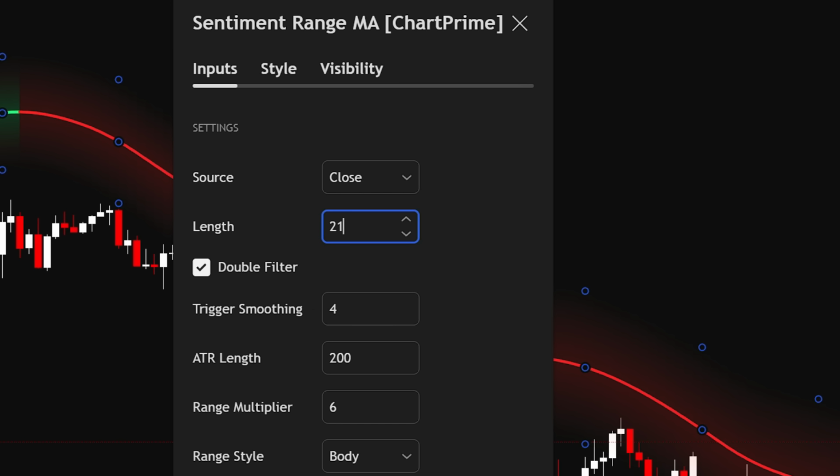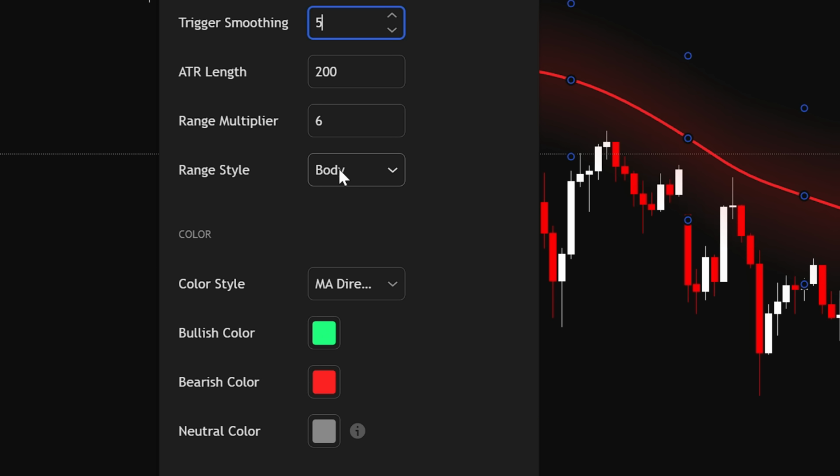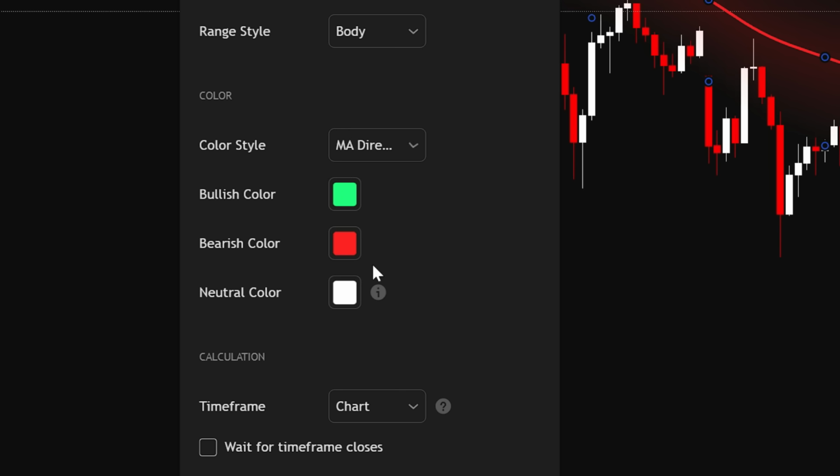Trigger smoothing goes to 5. That filters noise, but not signals. Neutral color stays white because I want ranges to be obvious, not distracting. And this option here, wait for time frame close, is crucial. Without it, you'll react to signals that never actually confirm.